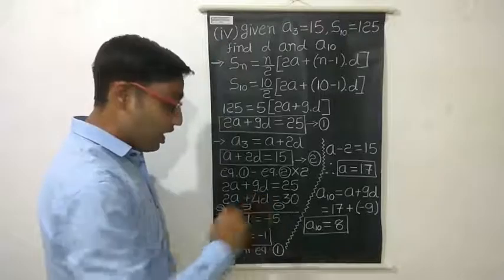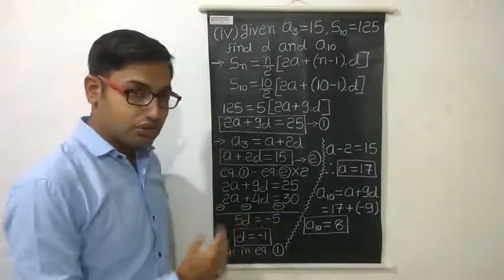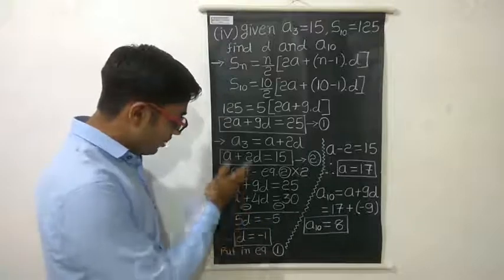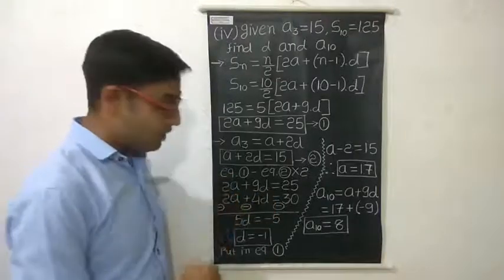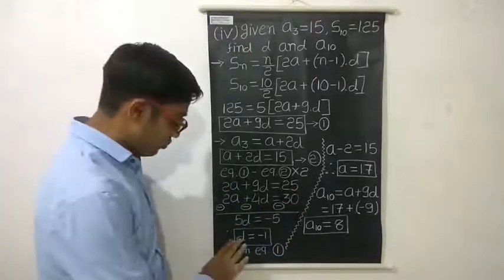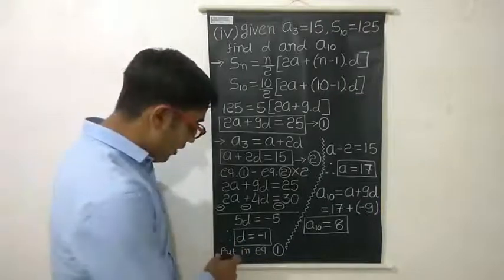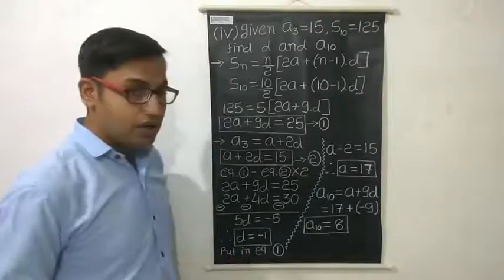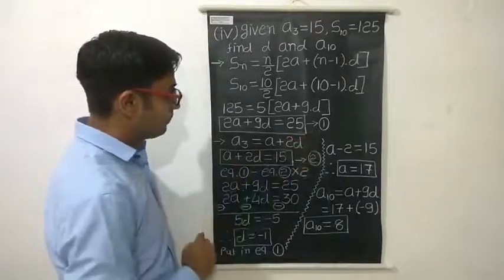Now change the sign: all the terms are positive, now all the terms will become negative. 2a will cancel out, 9d minus 4d is equal to 5d, 25 minus 30 is equal to minus 5. So we get the value of d is equal to minus 1. Now put this value in equation number 1 to find the value of a.